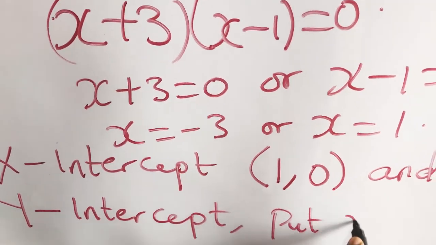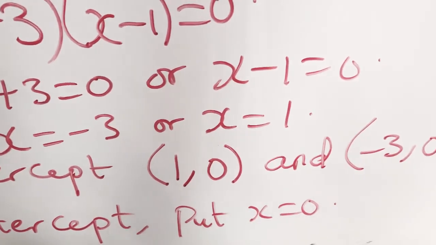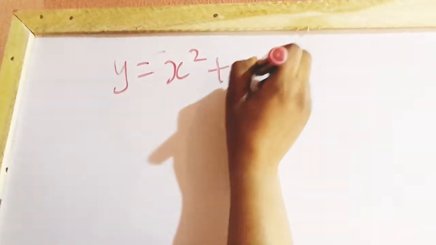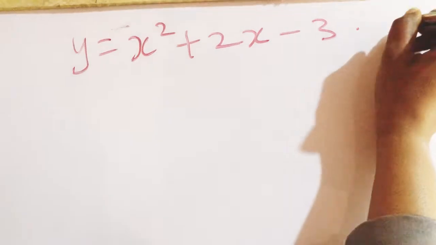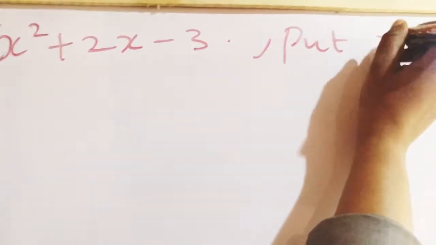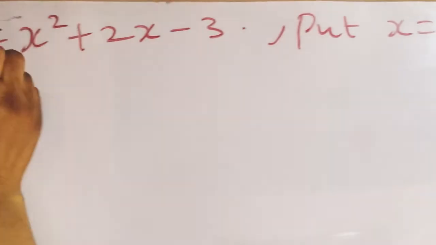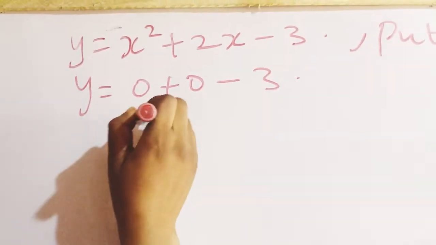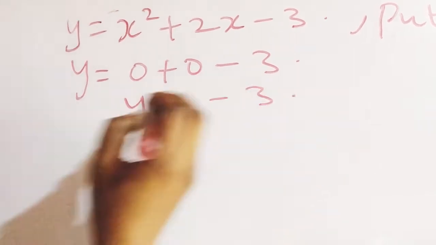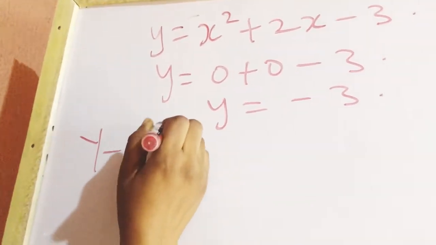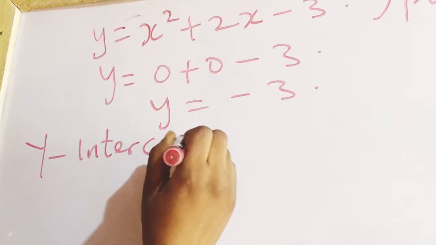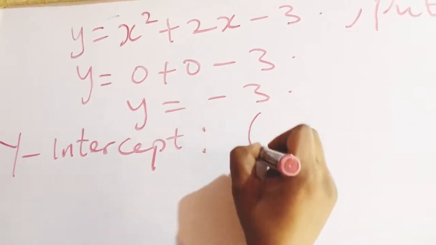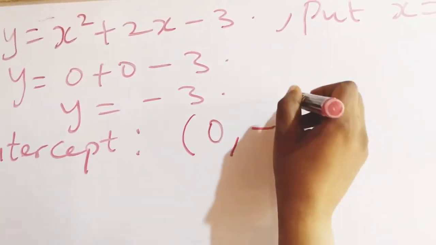So to find the y-intercept, put x to be equal to 0. From this equation, y is equal to x squared plus 2x minus 3. So y will be equal to 0 plus 0 minus 3. So y is equal to minus 3. So the y-intercept will be 0, minus 3.